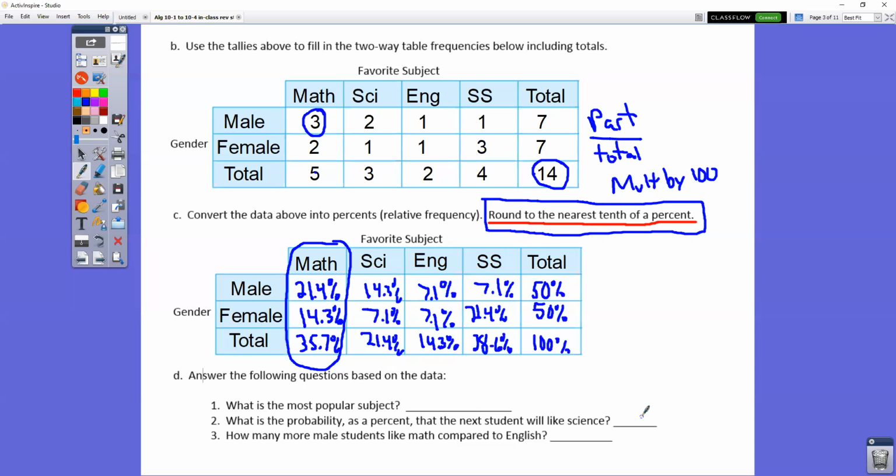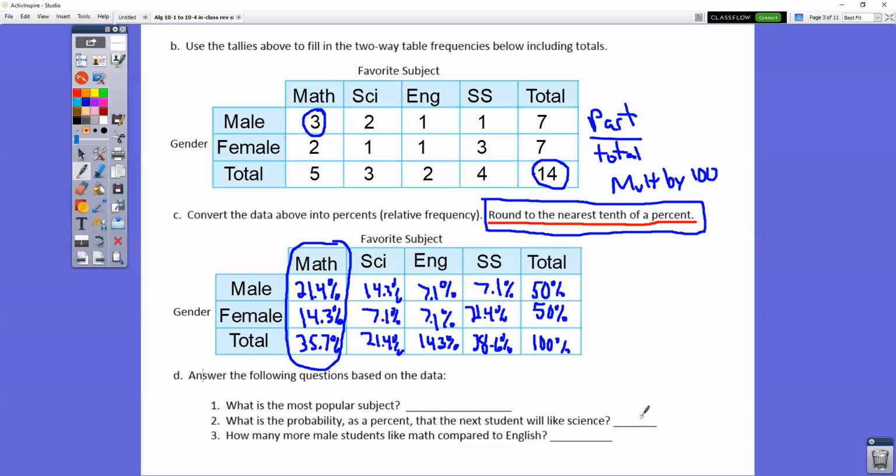Take a look at the 3 questions at the bottom. Question number 1, what is the most popular subject? Now, when you're answering these questions, sometimes you're looking at the whole picture. Sometimes you're just looking at a row. Sometimes you're just looking at a column. It all depends on how the question is worded.